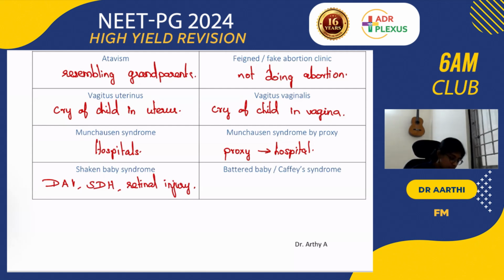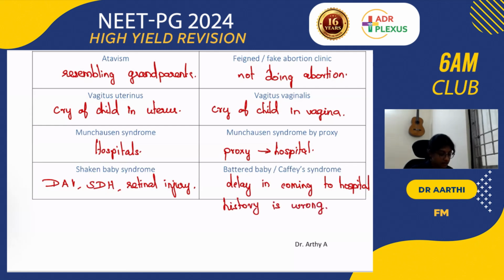In battered baby syndrome, there is a delay in coming to hospital. There is a history which is not correlating. And the last one, they have injury of different age.